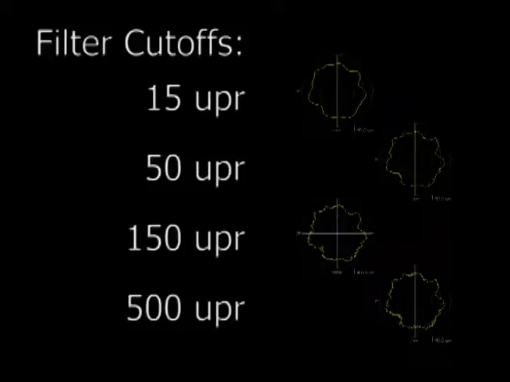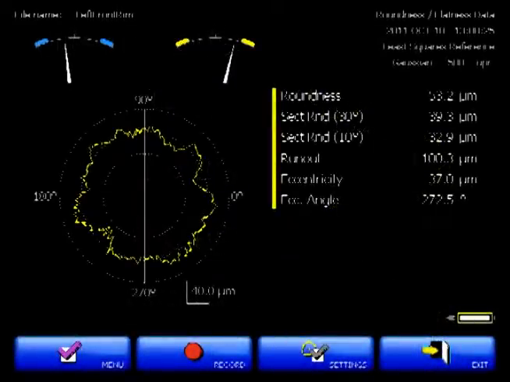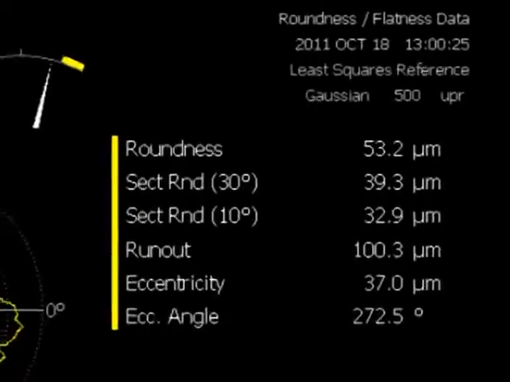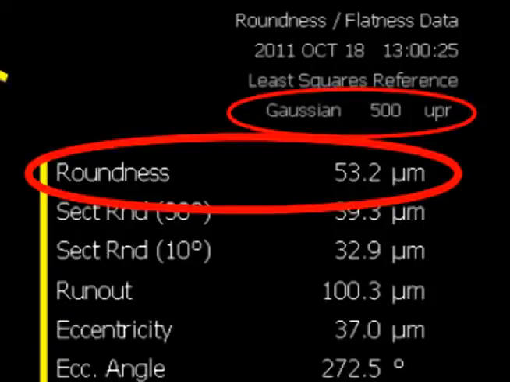So let's take a look at some roundness data and see how the different filters change our roundness values. Now we should note here that this change happens whether we're measuring roundness or runouts or thickness variations. The more we smooth, the smaller the measured value will become. So let's look at this roundness data here. And this is using a 500 UPR filter. So basically we're including everything in the surface. And with the 500 UPR filter, we have a roundness value of 53.2 micrometers, or 53.2 microns.